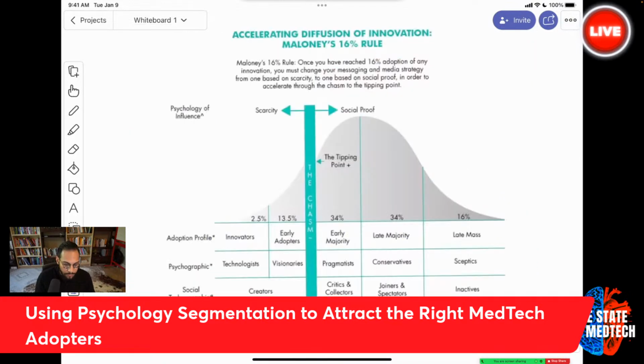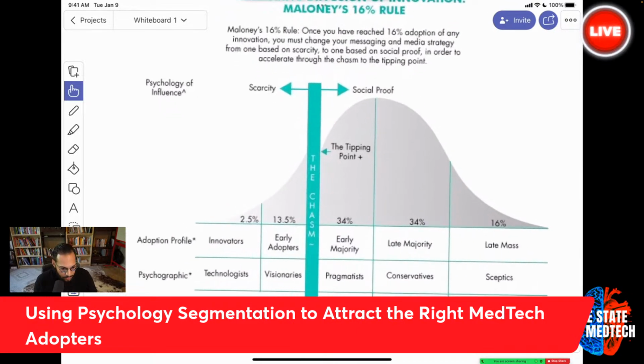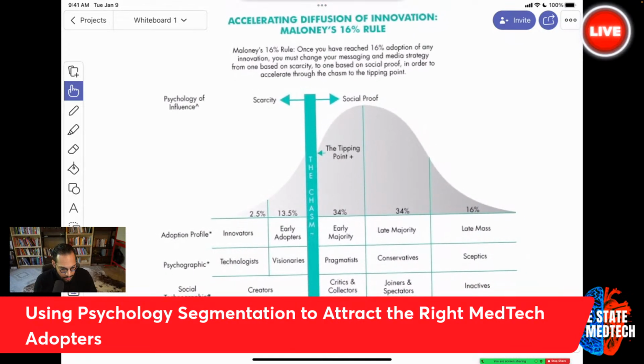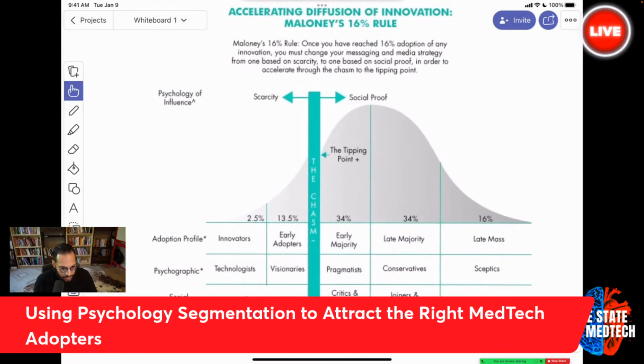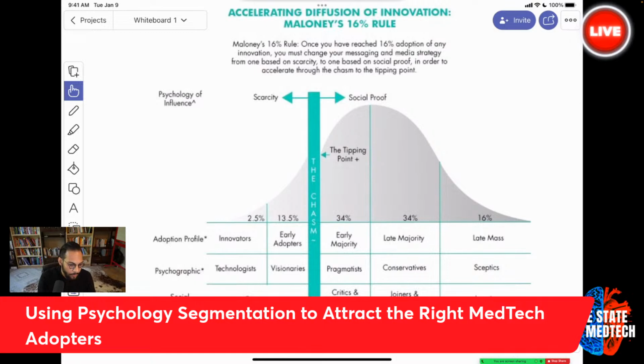Now, the last thing that I want to cover, and then we'll go into Q&A, is Moore's 16% rule, which essentially says that once you've reached 16% adoption of any innovation, you have to change your messaging and media strategy from one based on scarcity to one based on social proof, in order to accelerate through the chasm into the tipping point.